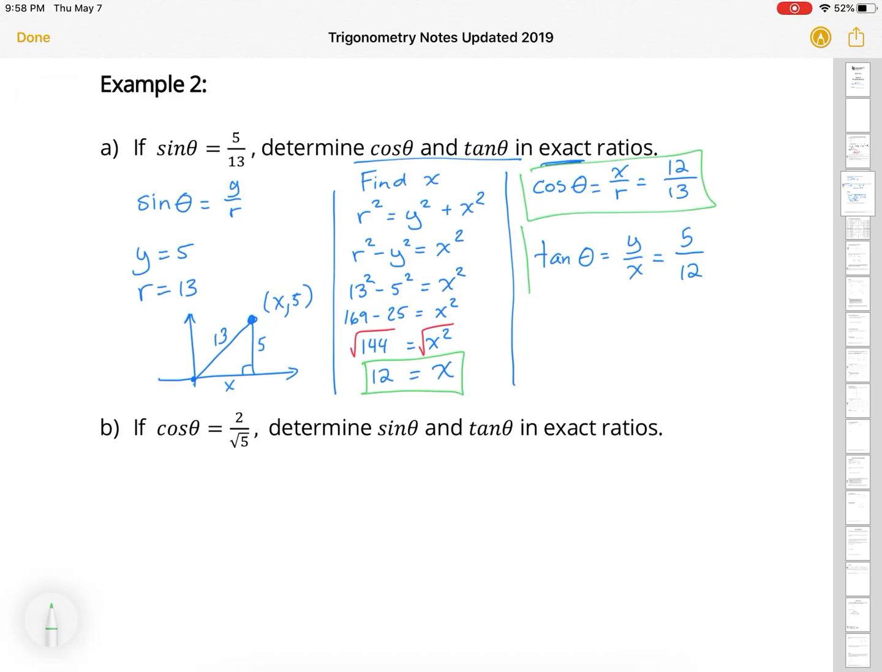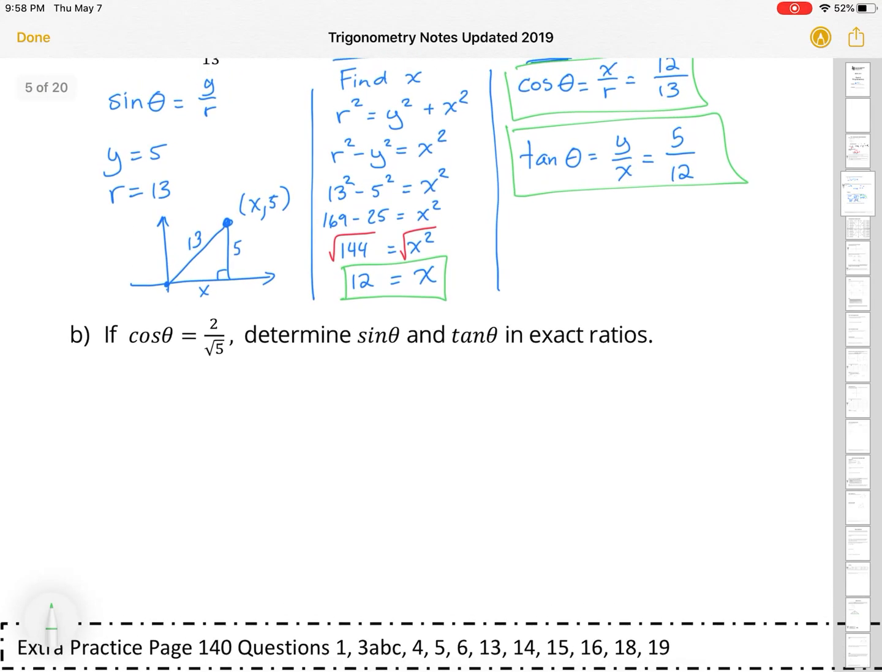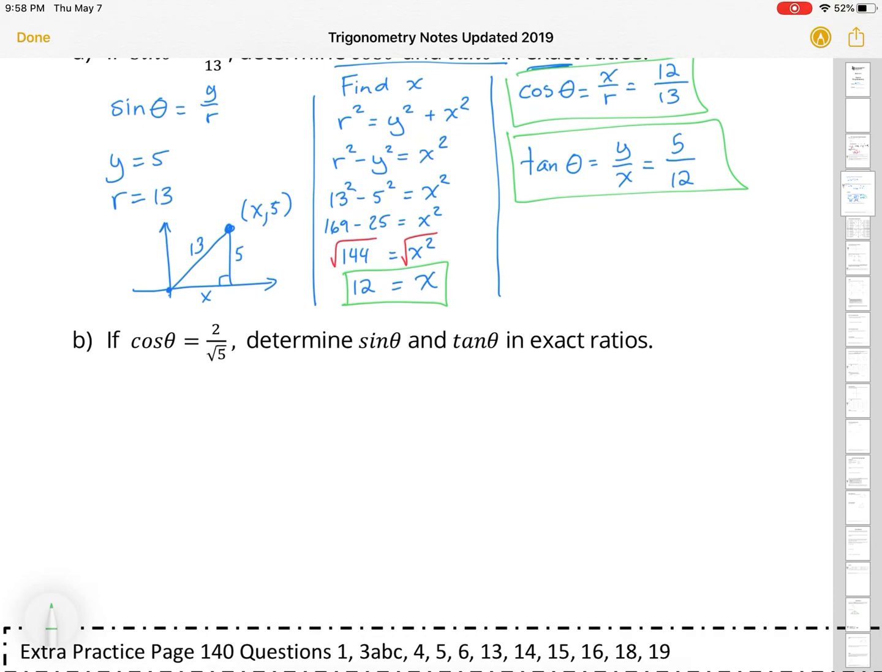So the first thing is determining what we don't know, which in this case was x, and then using that value to find our cos and our tan in exact ratios. And remember, exact ratios means that you can leave it in that fraction form. You should put it in lowest form. So if you happen to have gotten 6/12, you would reduce that to 1/2, but you can leave it in that fraction form.